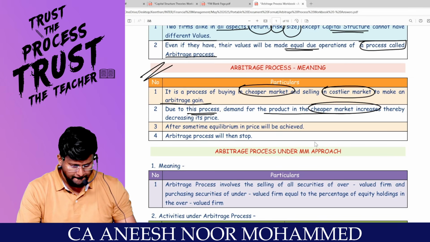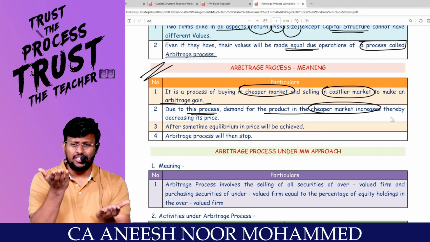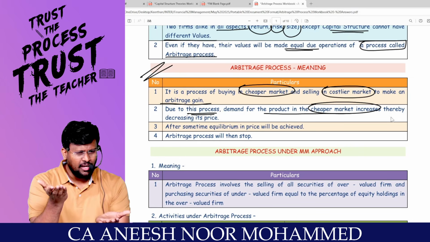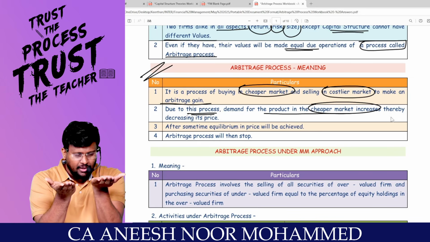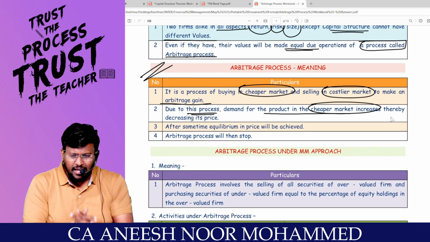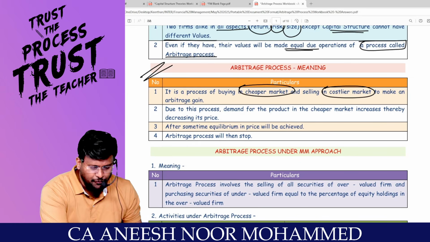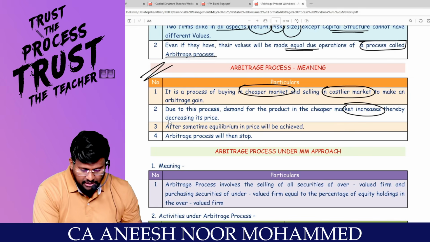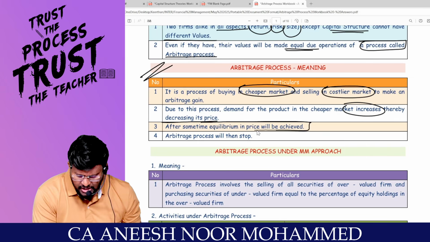So everyone will start selling the shares of the levered firm and they will start buying the shares of the unlevered firm. Then automatically the demand for the unlevered firm increases and the demand for the levered firm decreases. That's what they are saying. Due to this process, demand for the product in the cheaper market increases, thereby decreasing its price. After some time, equilibrium price will be achieved.